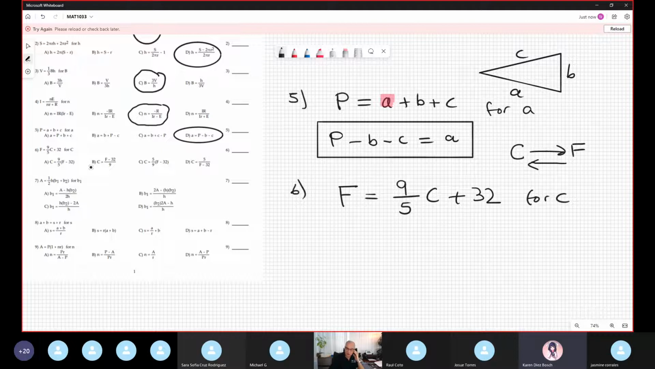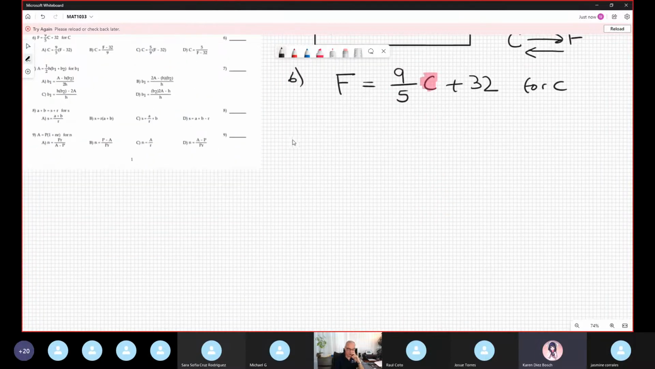Do you dare to help me or no? What should I do to isolate C? Divide by 9/5 on both sides. No. Can you switch the 32 over to the... Exactly. Okay, let me explain. This is a typical mistake. Look, suppose this is an elementary equation, 2x plus 3 equals 5.